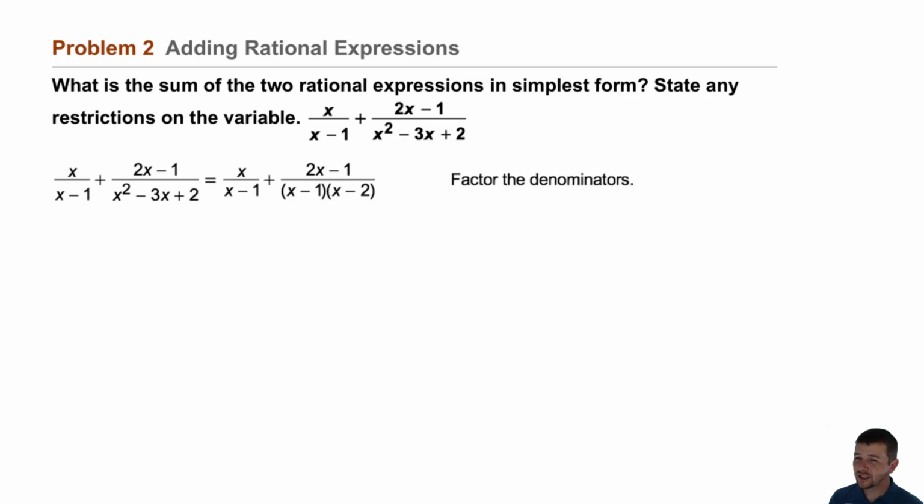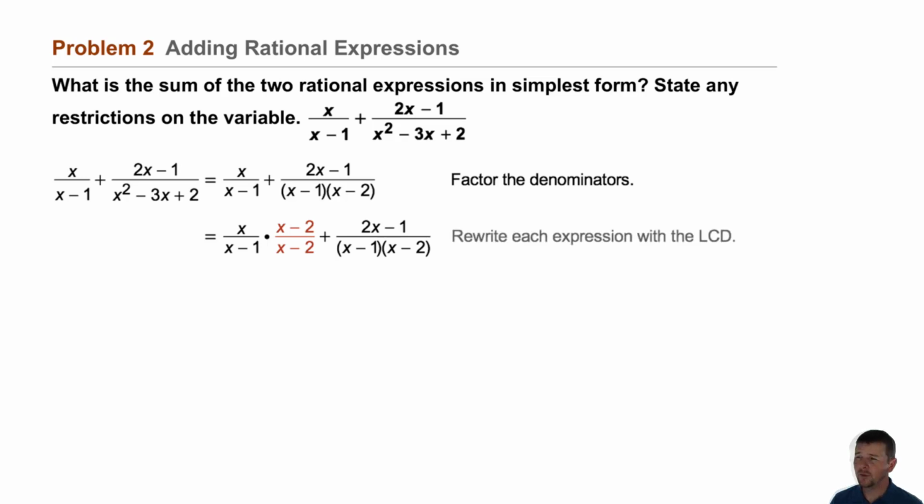Then we'll rewrite each expression with the least common denominator. The expression on the left has an x minus 1 denominator, but it's missing an x minus 2 factor. That's what the denominator on the right has that the denominator on the left is missing. So we'll multiply the expression on the left by 1, written as x minus 2 over x minus 2 to account for that missing factor. Multiplying, the expression on the left becomes x squared minus 2x over x minus 1 times x minus 2.